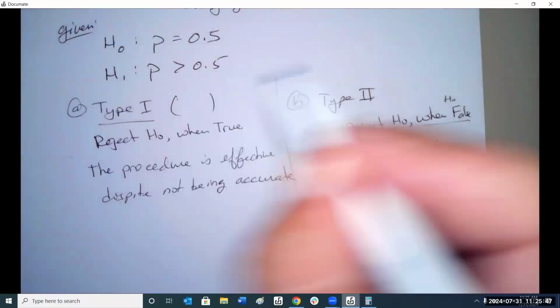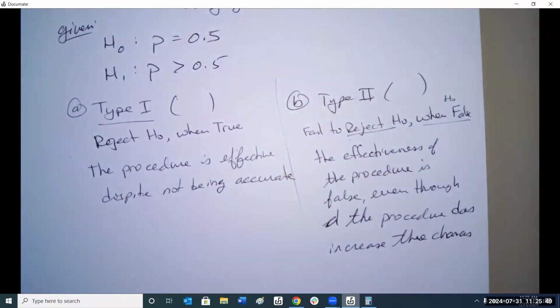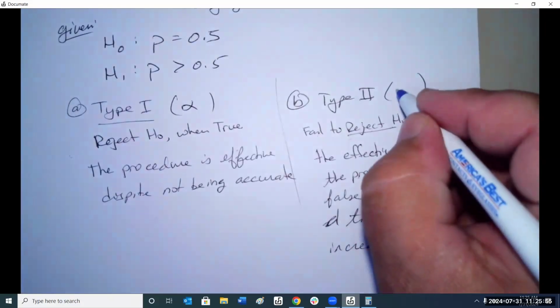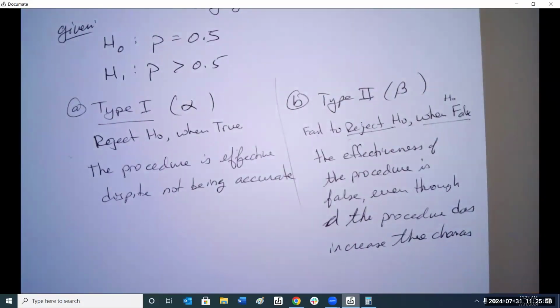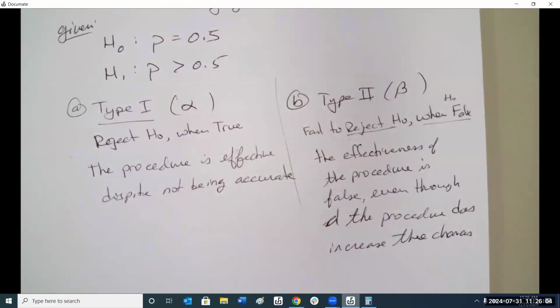How do you distinguish between type 1 and type 2? Yeah, they're better enough. Okay. Yeah.